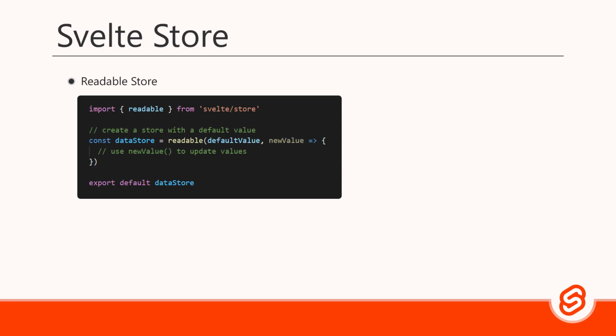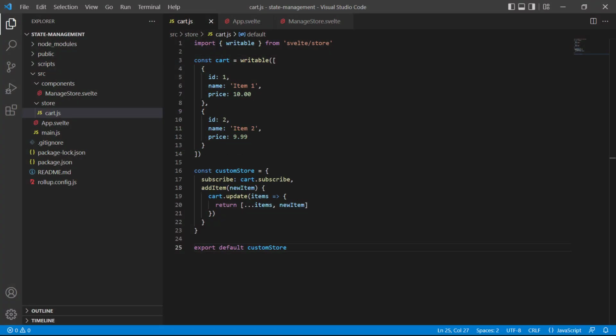A readable store uses the readable method and takes two arguments. The first is the default value, and the second is a callback function that we can use to set new values. When we say set new values, we mean in a limited way. We can't set new values from a user interaction, like we did in the Writable Store earlier. For our example, we'll modify the cart store and create a timer that updates a counter variable.